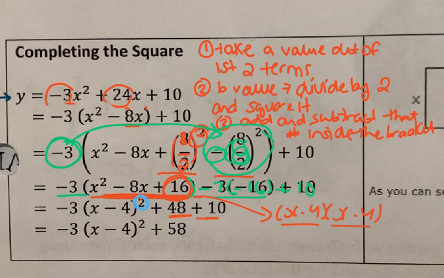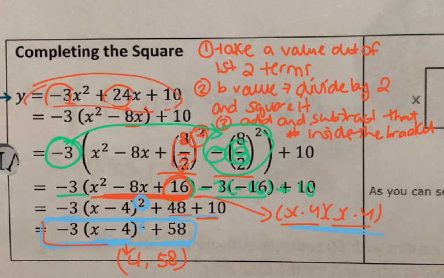And now when I simplify, -3, x minus 4 squared, 48 plus 10 is 58, now I have an equation that's in vertex form. Because this bracket is squared, because those two are the same, now I have x minus 4 squared plus 58. And the vertex is 4, 58. Right, so see how I went from standard form down to vertex form? That was my whole entire purpose of doing this, to find the vertex.